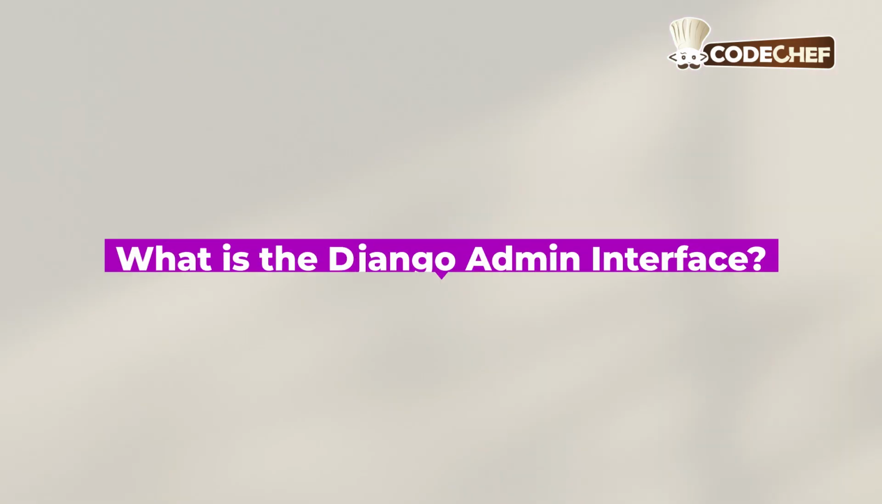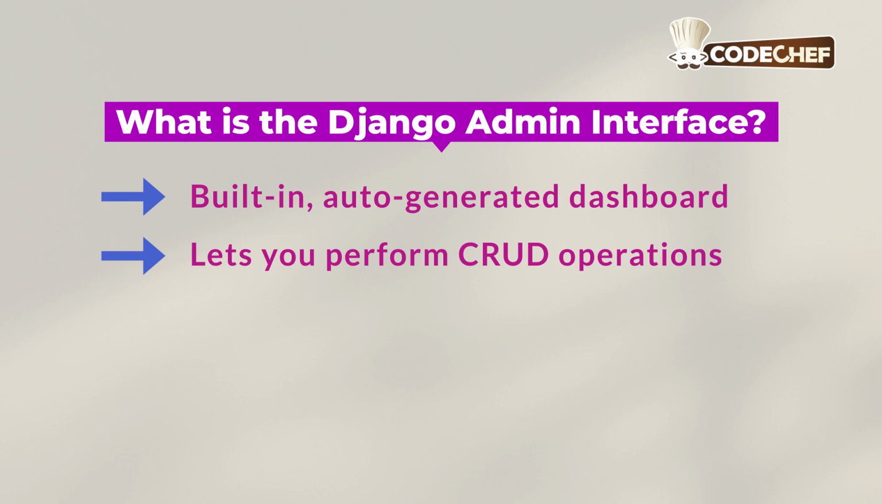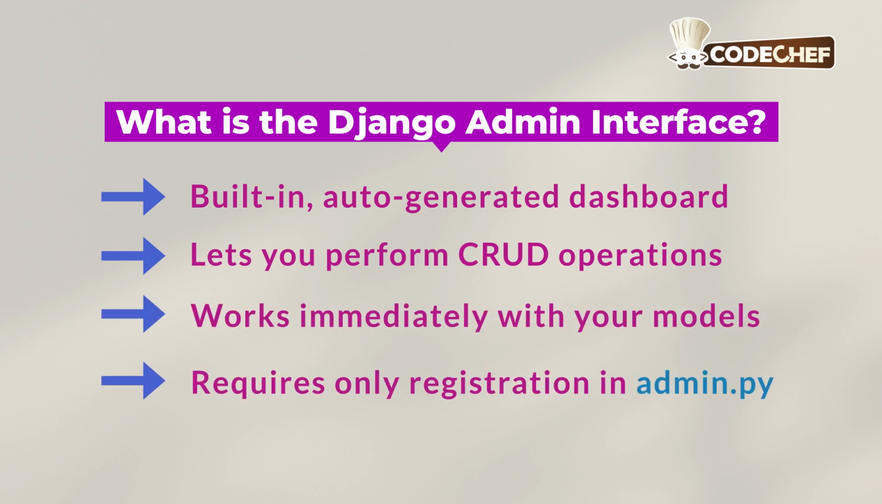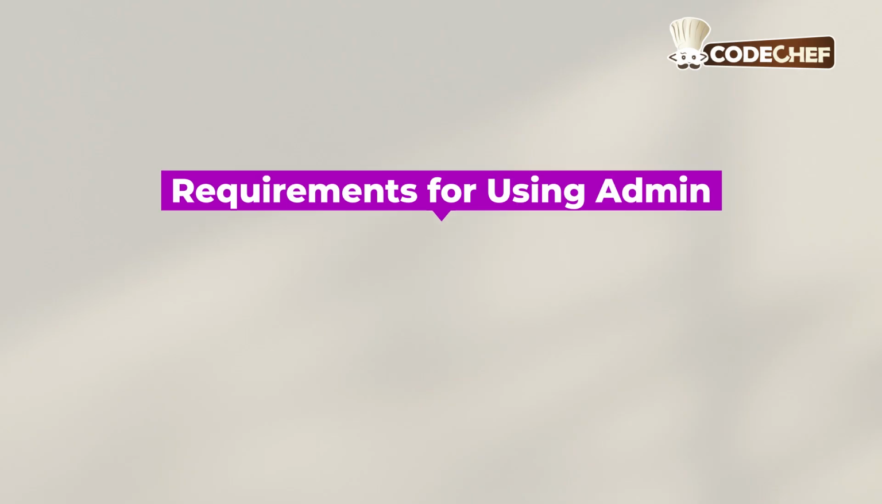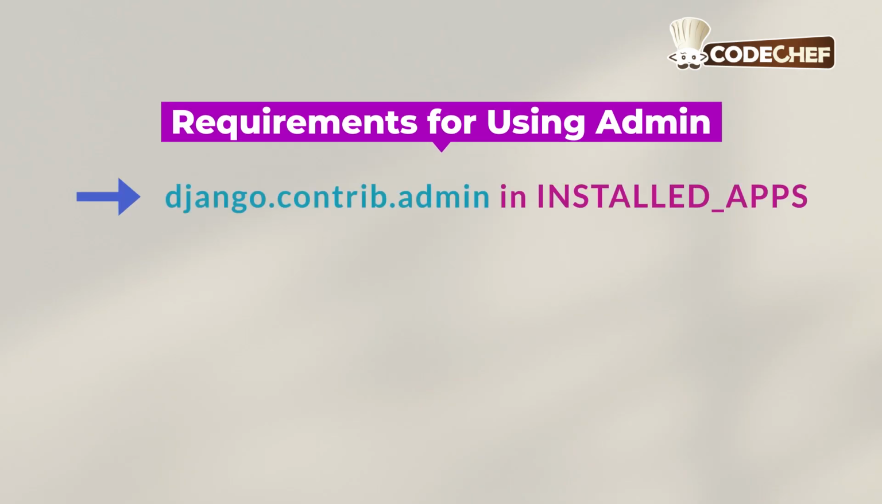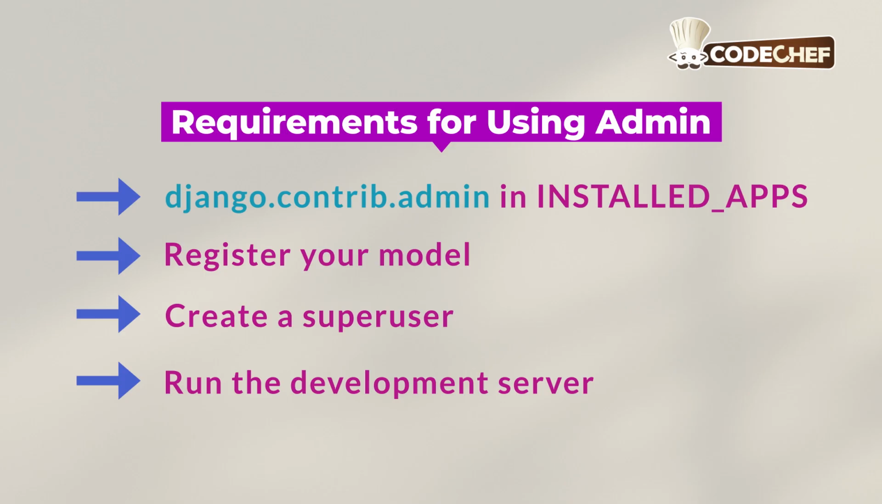browser. Django's admin is a powerful built-in tool that automatically generates a complete CRUD interface based on your models. Just register your models in the admin.py and Django takes care of the rest. Now, to use the admin interface, make sure that the admin app is in your installed apps, and then register your models in admin.py and create a superuser and then start the server.